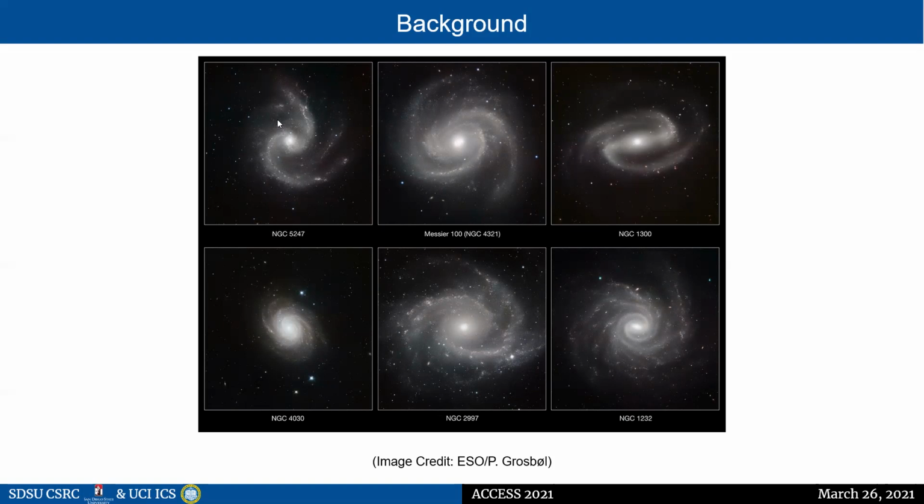Some such structures are, of course, the arms themselves and potential offshoots, as well as bars, like in NGC 1300, and then scatter in the arms, such as NGC 1232 and NGC 2997. As the amount of data continues to increase, automated methods of classification will be paramount to process it all.